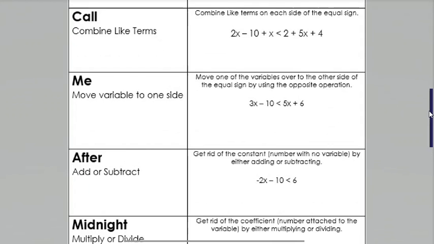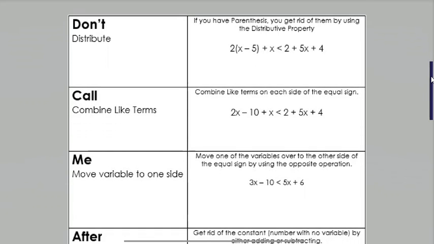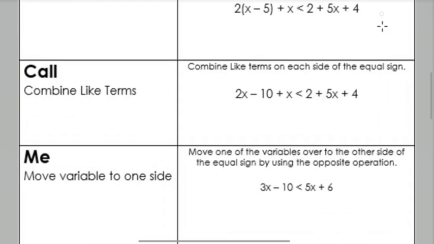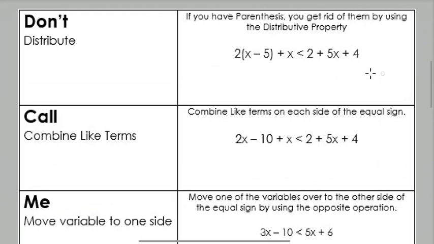And then finally, our last step. The only difference between inequalities and equations is that we have to graph inequalities at the end. All right, we're going to graph it on a number line. So let's do some steps here, and let's figure out what we have to do to solve this inequality. My first step, don't: distribute.